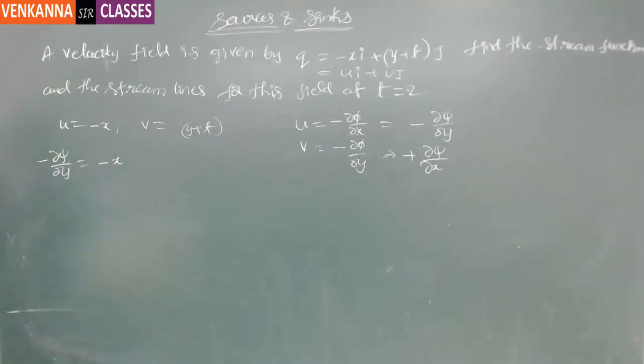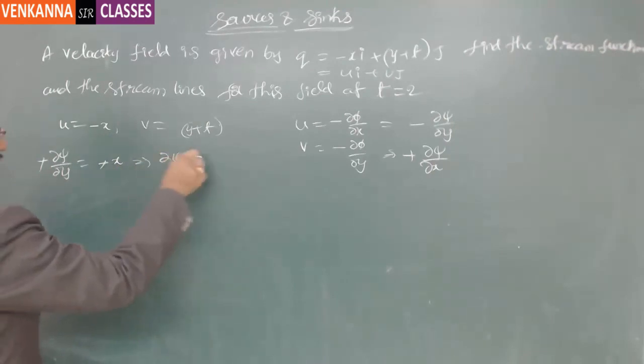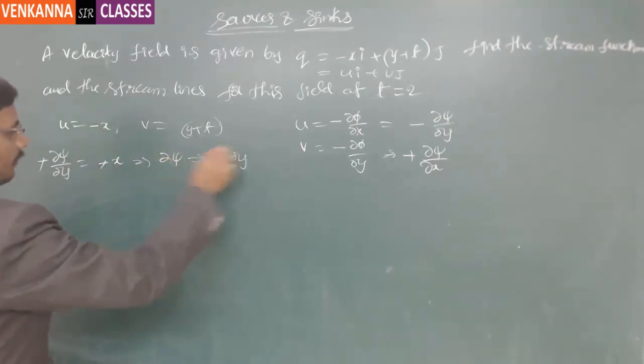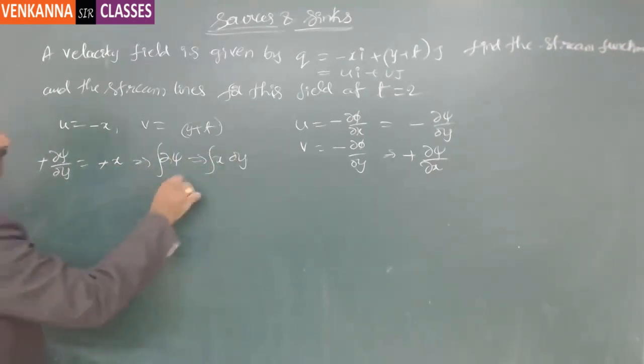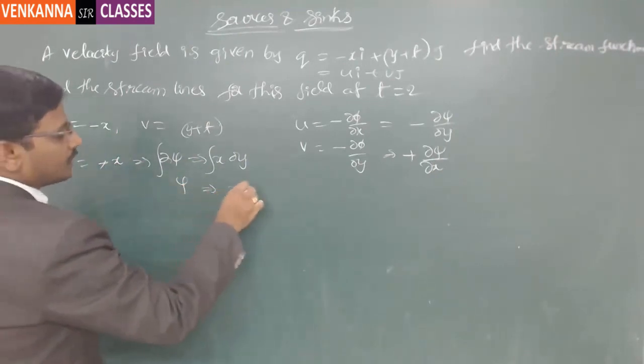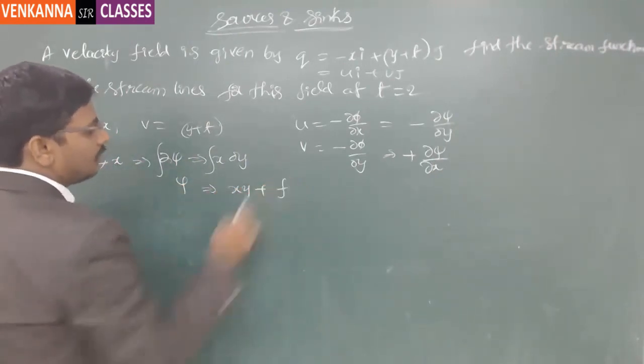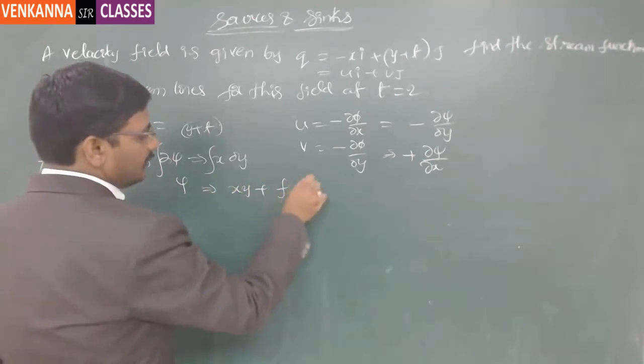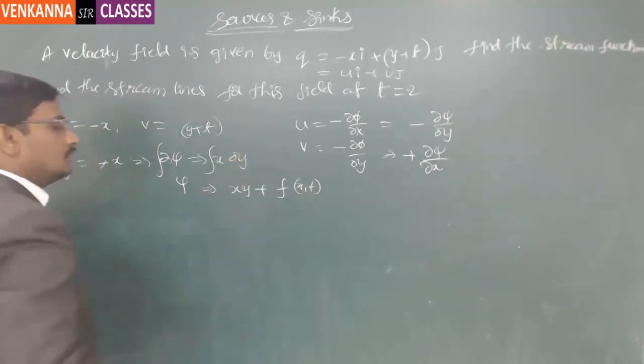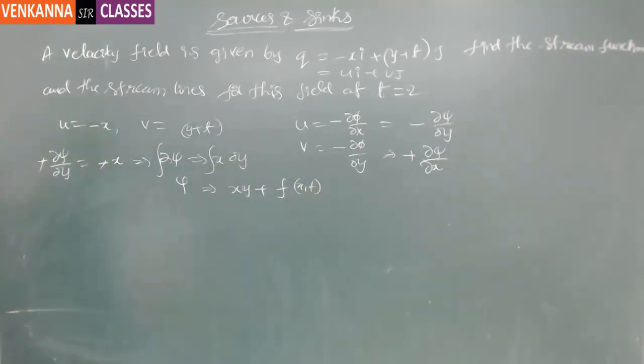So this is the velocity component u. These two will cancel out. It implies dou psi is equal to x dou y. If you integrate on either side, psi is equal to xy plus some random function of x comma t, because the integration is done with respect to y. So psi is equal to xy plus f of x comma t.